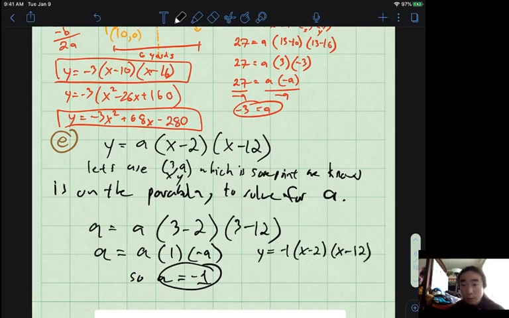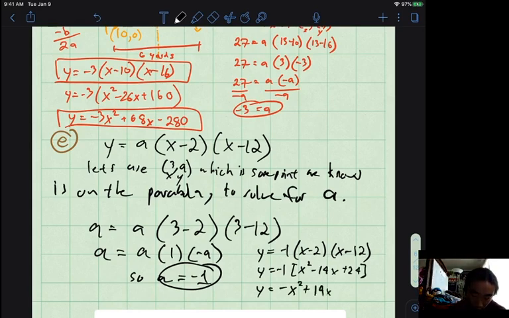Let's turn it into standard form. -1 times (x squared minus 14x plus 24). And then because of this -1, we change the signs in each of these terms. So there's our answer for part E.